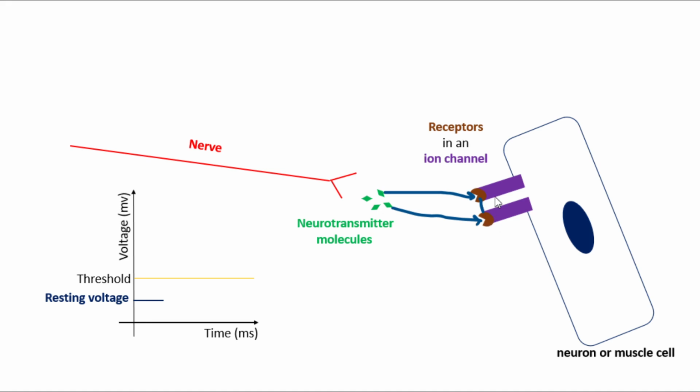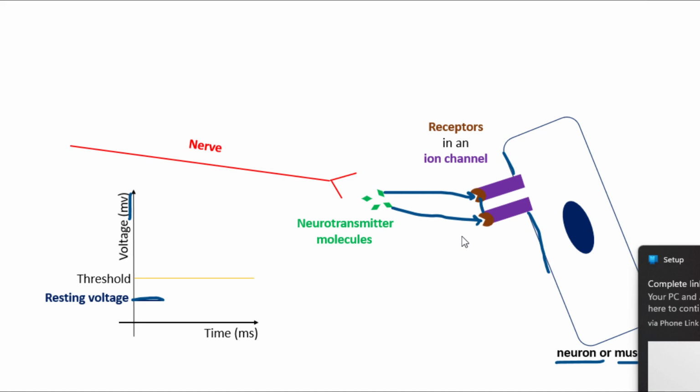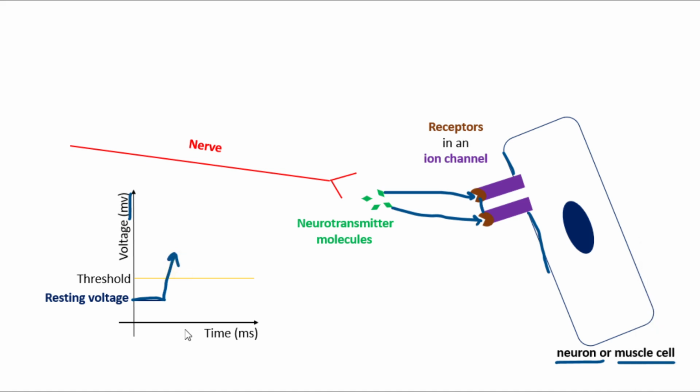But before we follow what happens when this neurotransmitter binds to its receptor and opens this ion channel, let's recall that in the membrane of a neuron and muscle cell, we do have voltage, a voltage that can be measured in millivolts. And if you consider that the cell is at rest, its voltage is at resting voltage. Now the question is, when the neurotransmitter binds and opens the ion channel, due to the movement of ions, what happens to the voltage of the cell? Does the voltage go up toward the threshold, or does it move down away from the threshold?